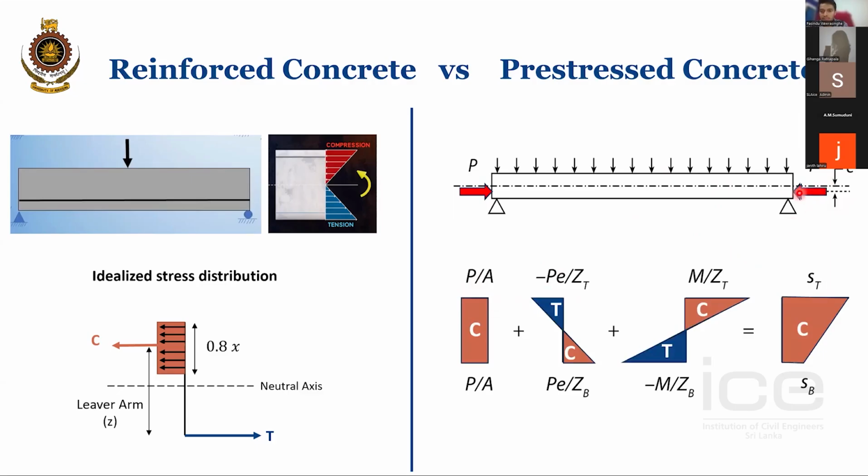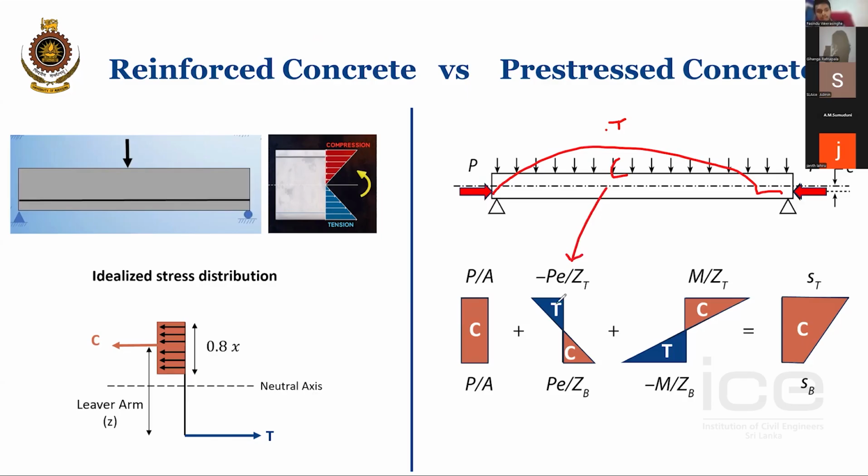Because the force is going through the axis of the beam, it will create axial compression, first of all. That is represented by this one: force divided by the cross-sectional area, the axial stress due to the pre-stress force. And due to this force, the member will deflect upwards, the upward camber will happen. Because of that, the top part is in tension and the bottom part is in compression. So this is the stress distribution due to the upward camber.